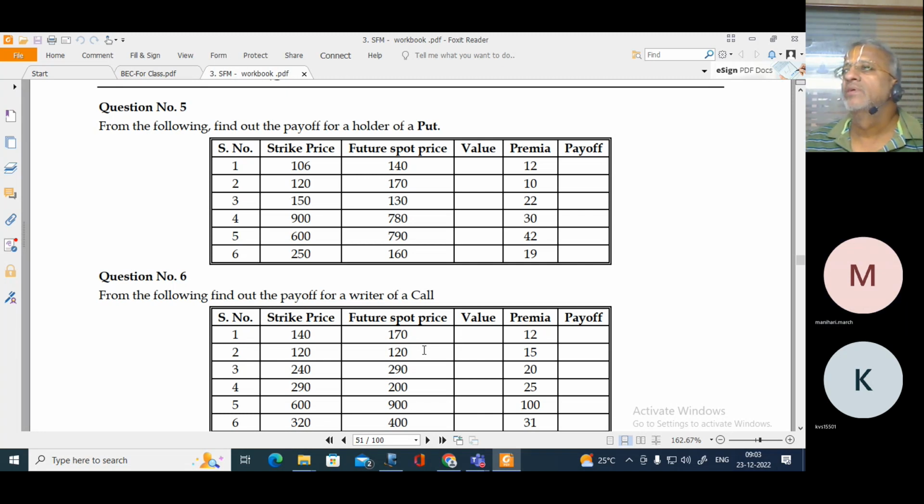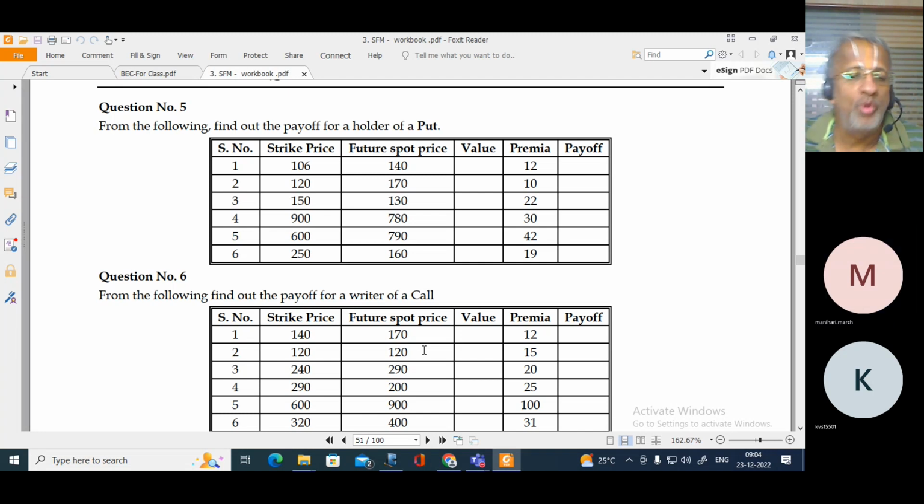So likewise, either call is exercised or put is exercised, and when one is exercised, the other cannot be exercised. Condition is that same underlying asset, same strike price, same maturity period. On that day, it is going to be like that.